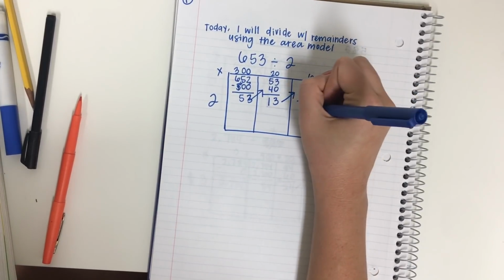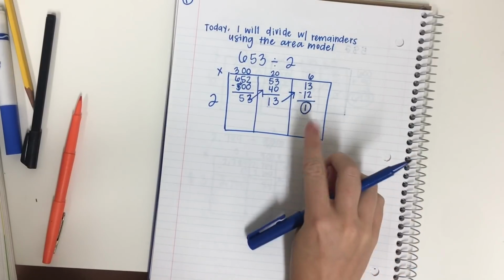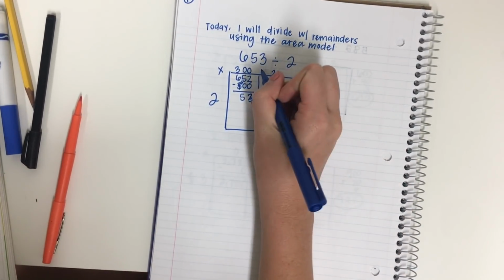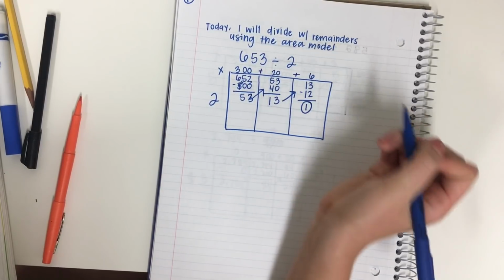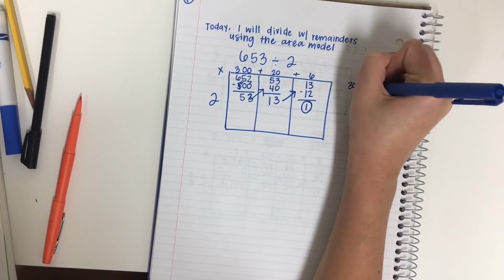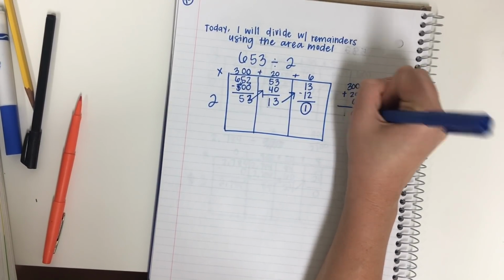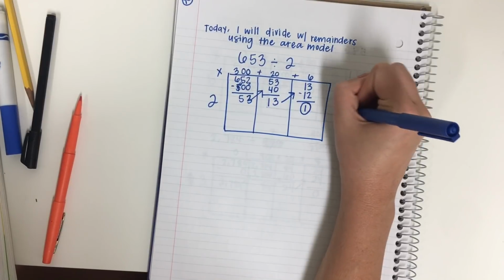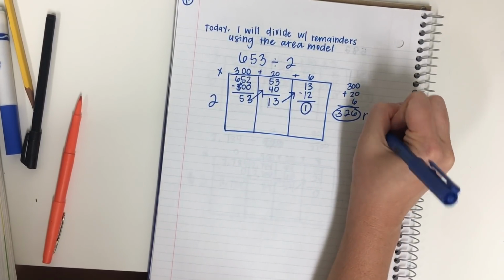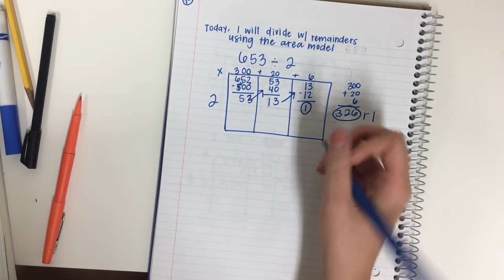So we have 12. When you have a remainder in your last final place value box, you circle it. Okay? That is to remind you that it's there. So we add up our quotients. So we can do 300 plus 20 plus 6. So we have 326, remainder 1.